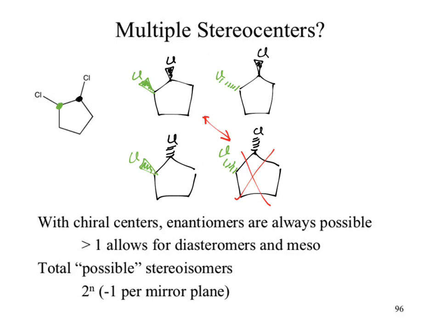Okay? There's a handy little formula that comes out of this, 2 to the n, where n is how many chiral atoms. There were 2 chiral atoms in this structure. 2 to the 2 is 4. I would draw 4 possible structures. I will subtract 1 per mirror plane that I discover in my molecule. So if there are multiple mirror planes, I will be subtracting multiple structures. Those mirror planes are resulting in identical relationships.